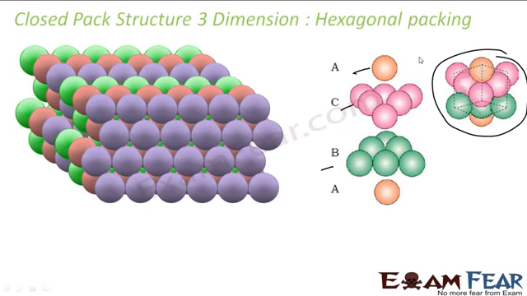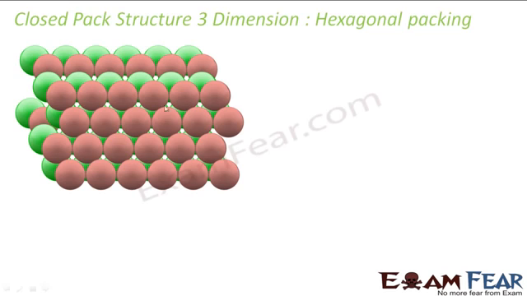Correct? This is my closed pack. Correct? Cubic closed pack structure. And in this case, I had my hexagonal closed pack structure. Something like this. It will go somewhere like this in some dimension. It will be three-dimensional in that form. This was a hexagonal closed pack.